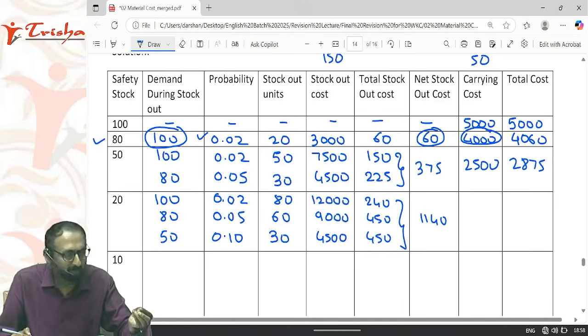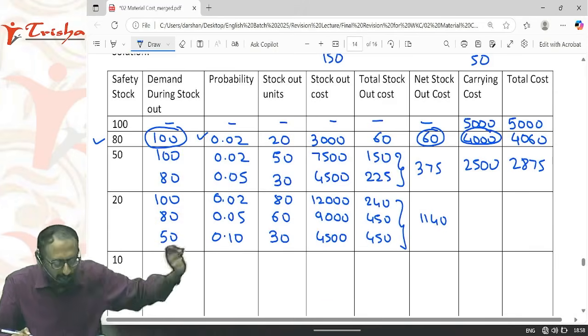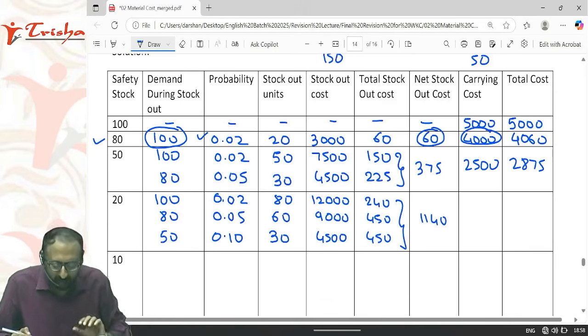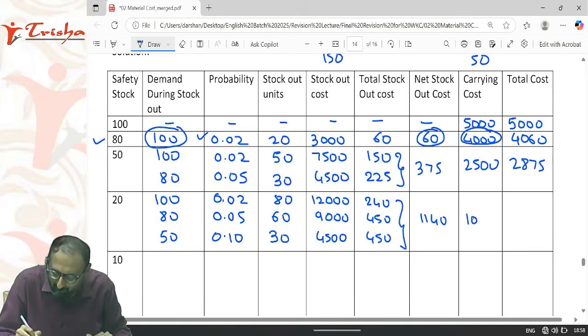I am calculating orally. There can be a mistake. Please check and tell me. Now 20 units multiplied by 50. Is it 1,000? How much will be the total? 2,140.